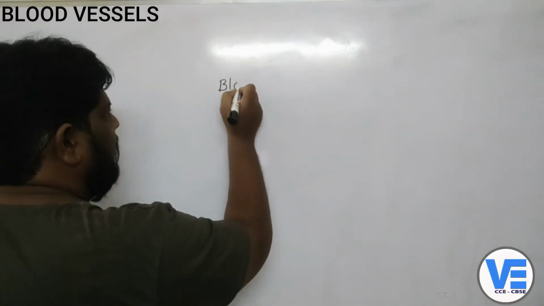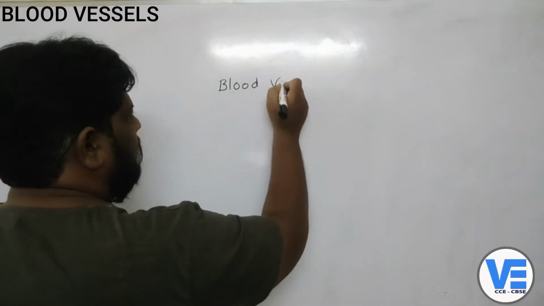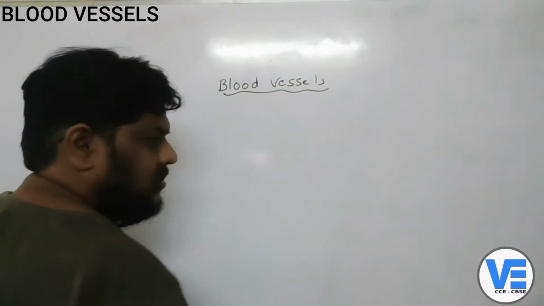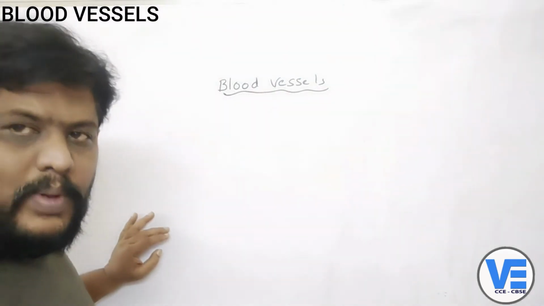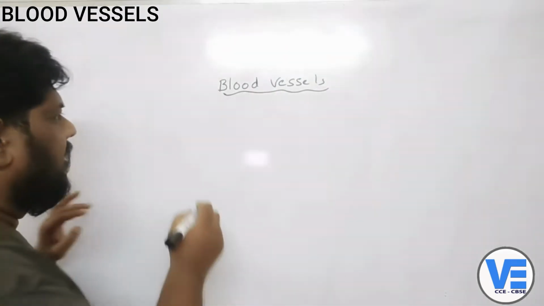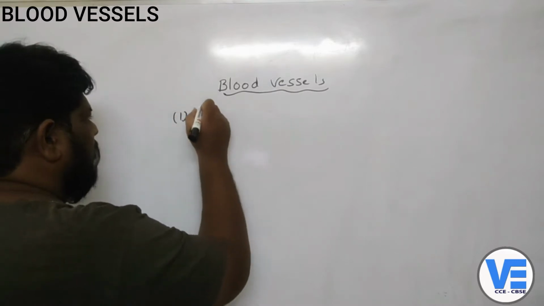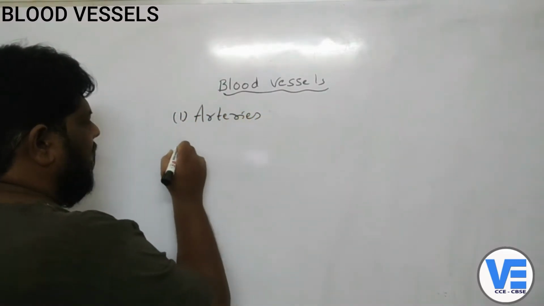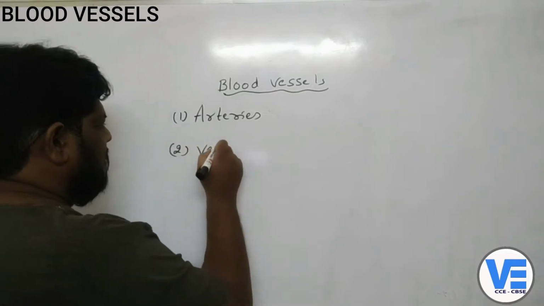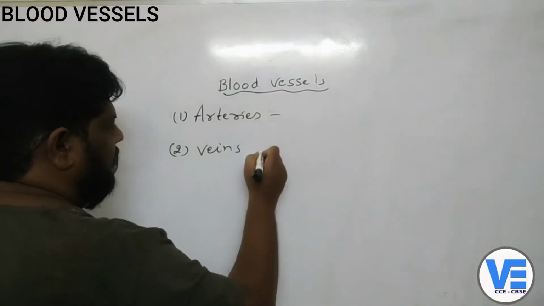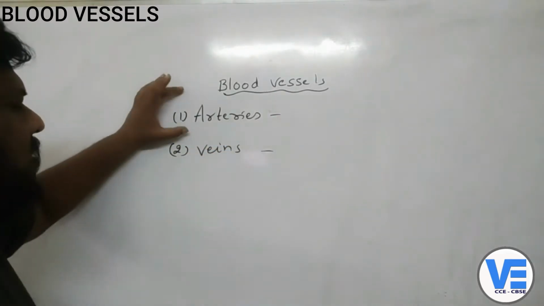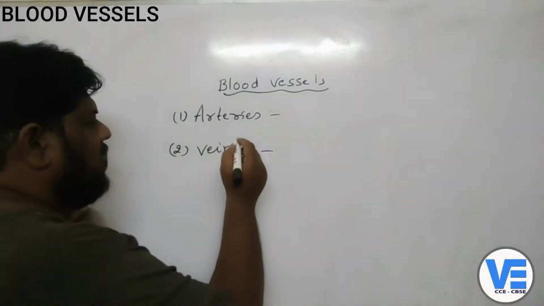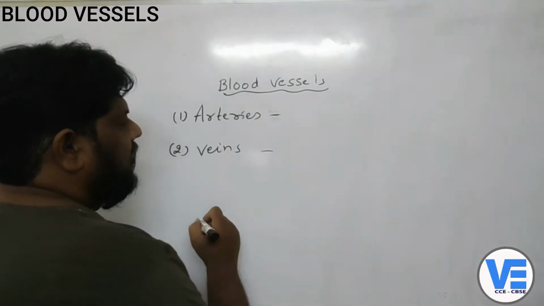Now, coming to the first thing, as we have studied about the heart and also blood, now we will learn about the blood vessels. Okay. Firstly, there are two types of blood vessels. One is the arteries, and the second one is the veins. Right. So these arteries are the blood vessels.